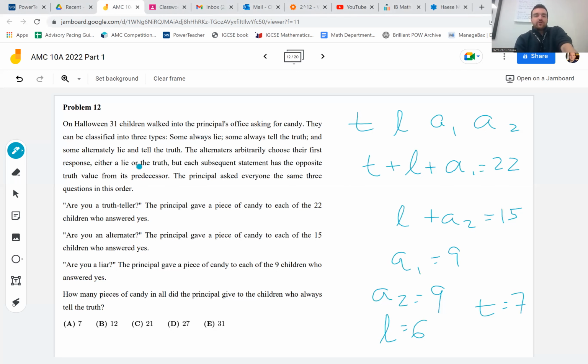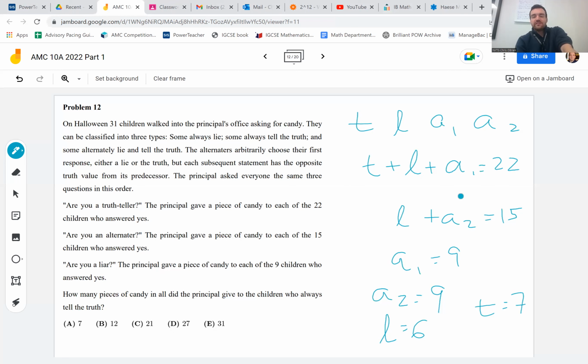The principal asked everyone the same three questions in this order. Are you a truth teller? The principal gave a piece of candy to each of the 22 children who answered yes. Are you an alternator? The principal gave a piece of candy to each of the 15 children who answered yes. And then he or she asked, are you a liar? The principal gave a piece of candy to each of the 9 children who answered yes. How many pieces of candy in all did the principal give to the children who always tell the truth?